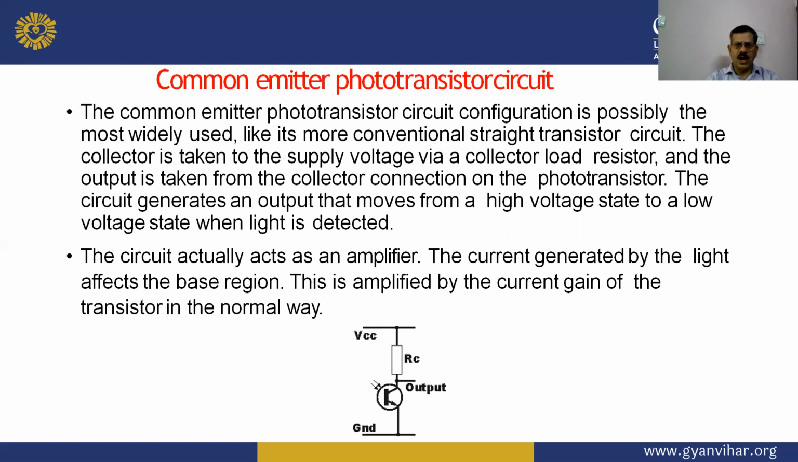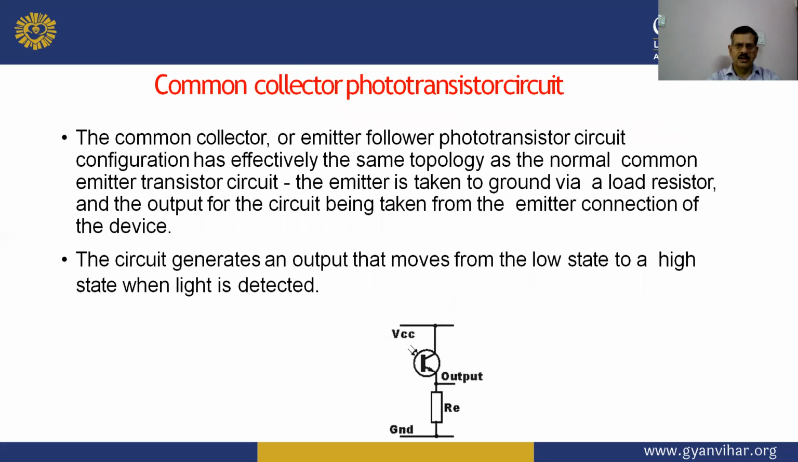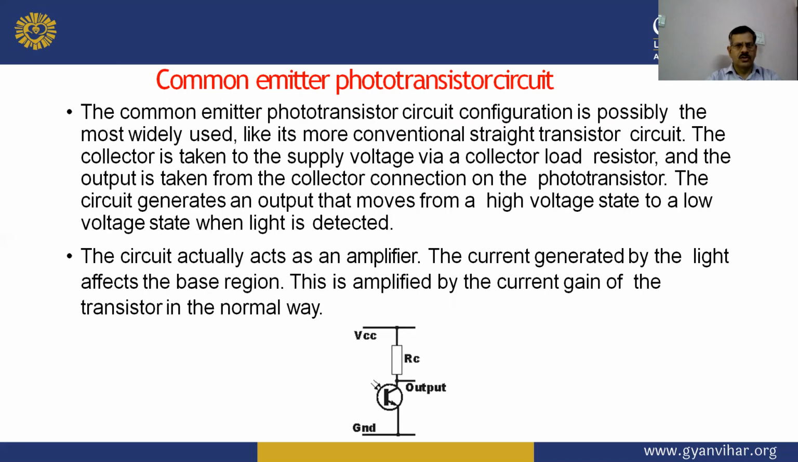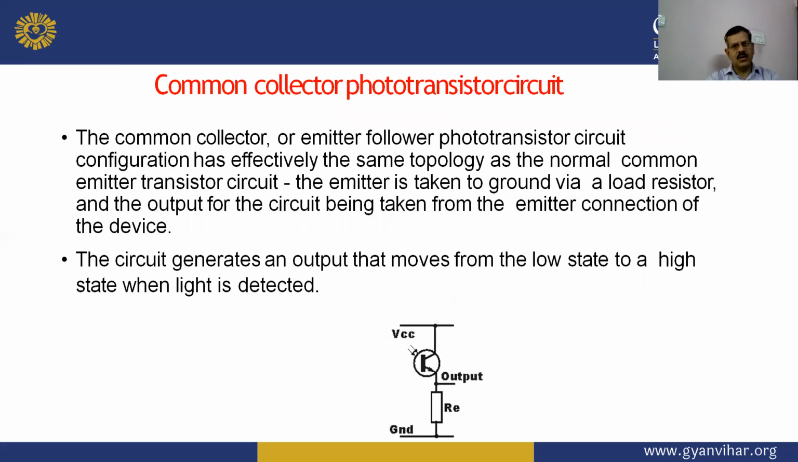The circuit generates an output that moves from a high voltage state to a low voltage state when light is detected. The circuit actually acts as an amplifier. The current generated by the light affects the base region. This is amplified by the current gain of the transistor in the normal way. So this is some fact about the common emitter characteristics of the phototransistor circuits.